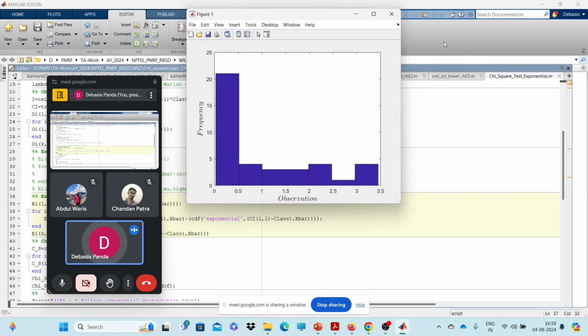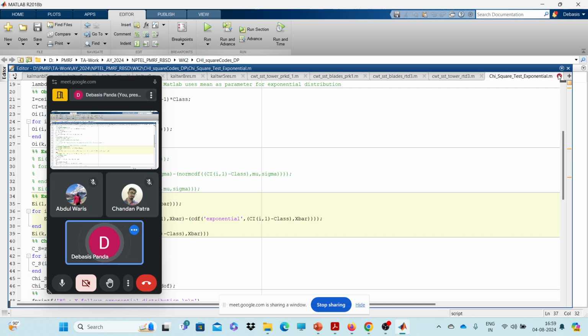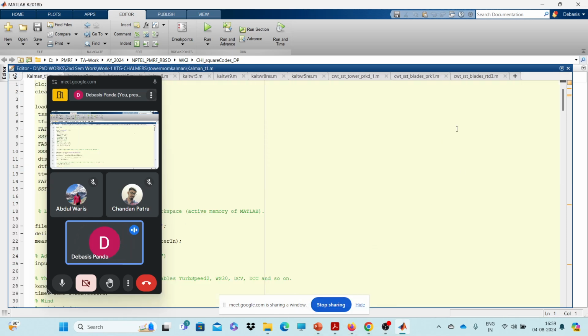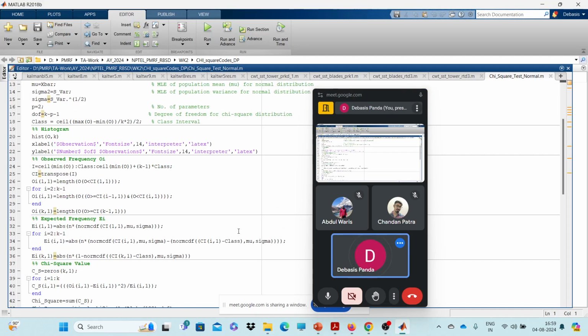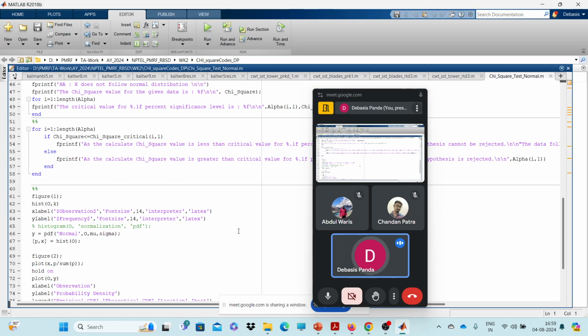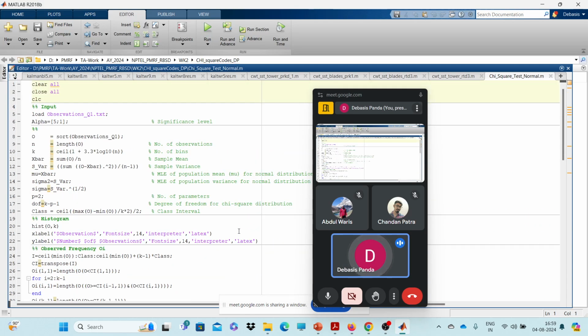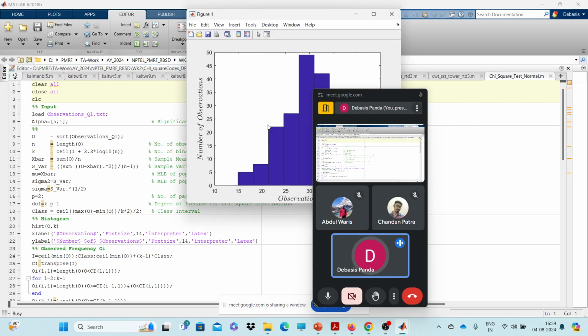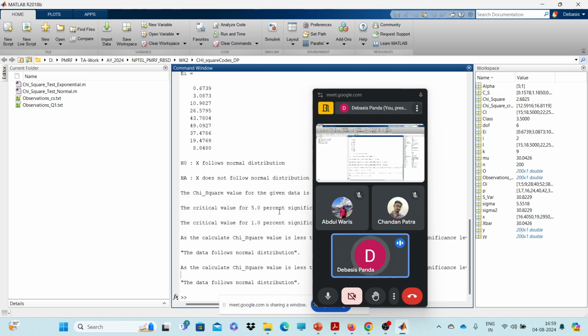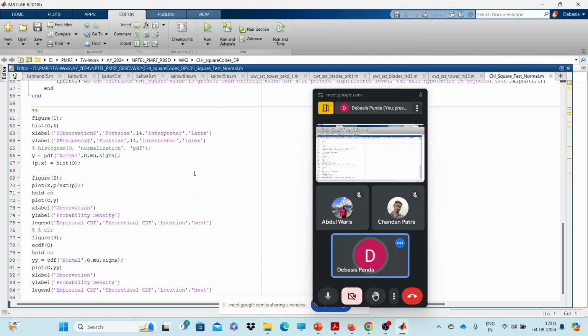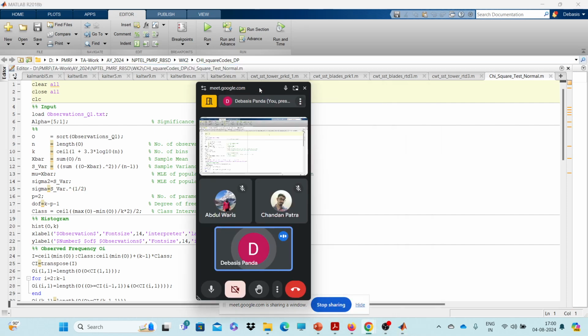Likewise, I have added these problems for the exponential and also for the normal distribution, whatever problem I have shown you in the PPT. I will upload these two codes. You will run them, and it will also show that your distribution follows the normal distribution. For both cases, for the 200 samples, it will follow the chi-square distribution. This is for the normal case. I will upload these two codes along with the video.